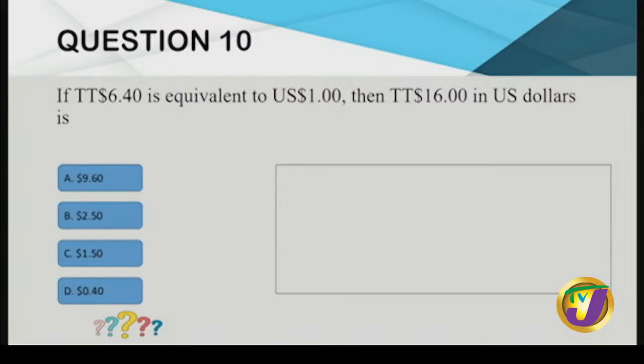If I triple $6, 3 times 6 is 18. It's going to be more than that. All right, so can we now use this to eliminate some of these responses? Between 2 and 3. So between $2 and $3.